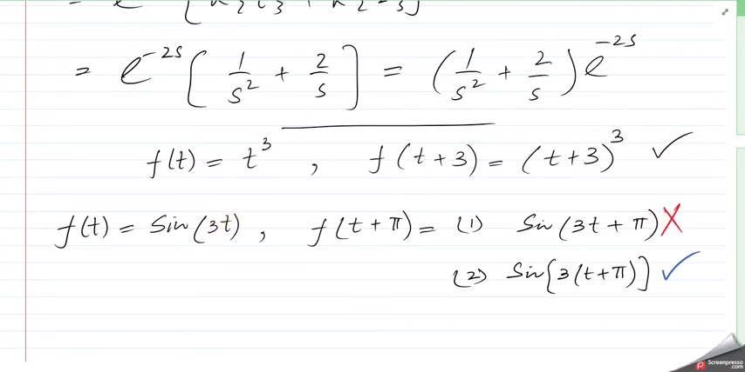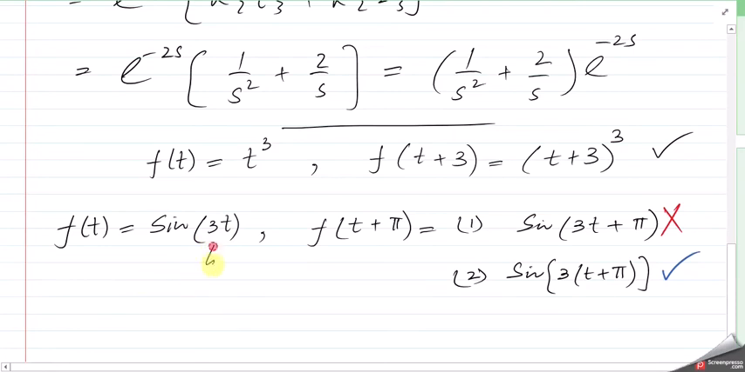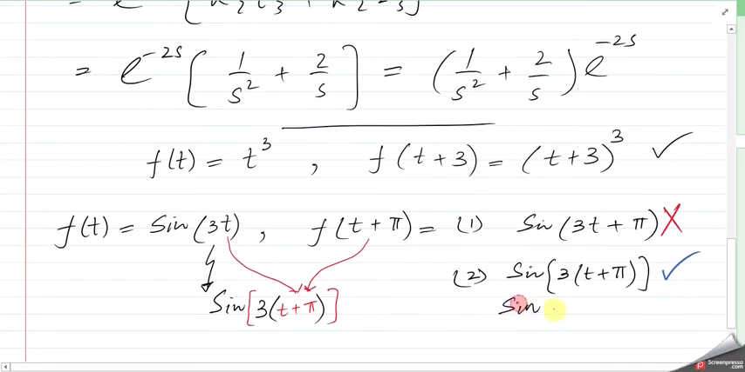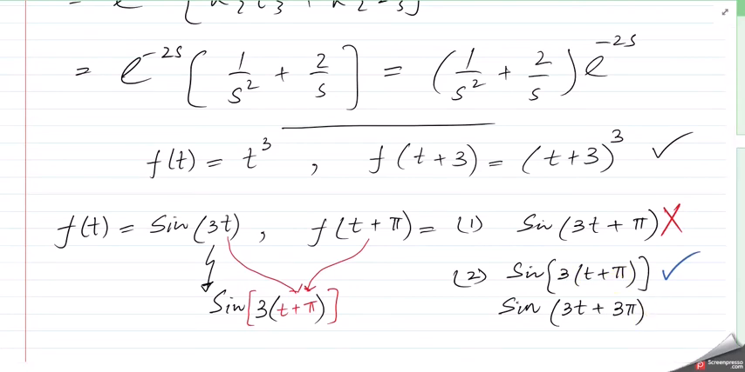Because we are shifting t. So we are going to observe this as sine of 3 and a t. We replace this t here, and it will take t plus pi. So t is replaced by t plus pi, and 3 is outside the bracket now. That's why it will look like sine of 3 times t plus pi in the bracket. If I expand, it would be 3t plus 3 pi, not 3t plus pi. That is wrong. 3 will multiply both. This is the correct answer.